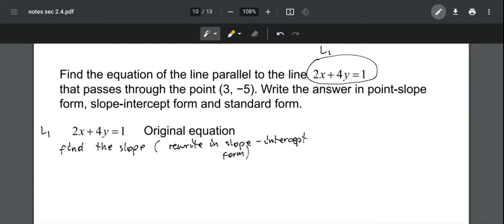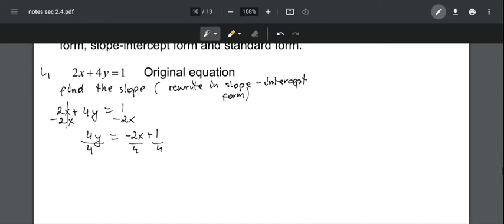Okay, so we're going to solve for y. We have 2x plus 4y equal 1. Subtract 2x from both sides. We're getting 4y equal negative 2x plus 1. Divide each by 4. And we're getting y is equal negative 1/2 x plus 1 over 4. So that means the given equation has a slope equal negative 1/2.